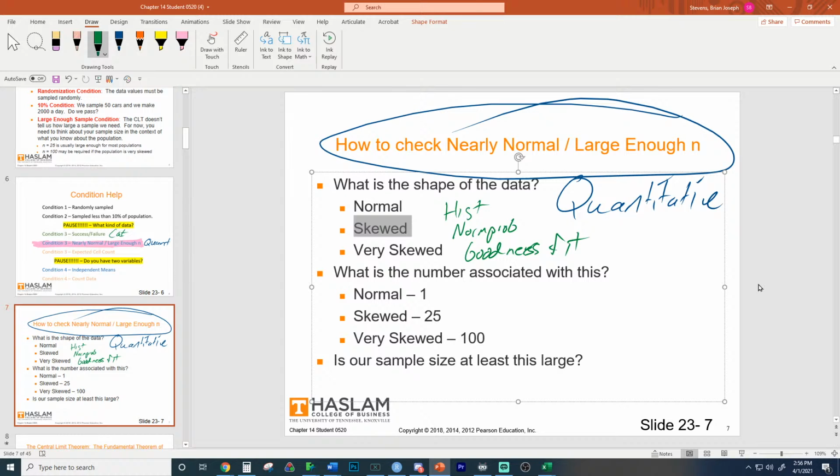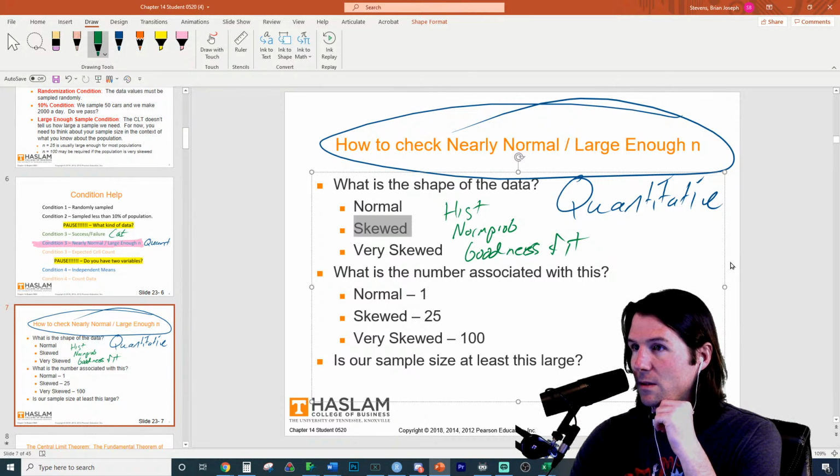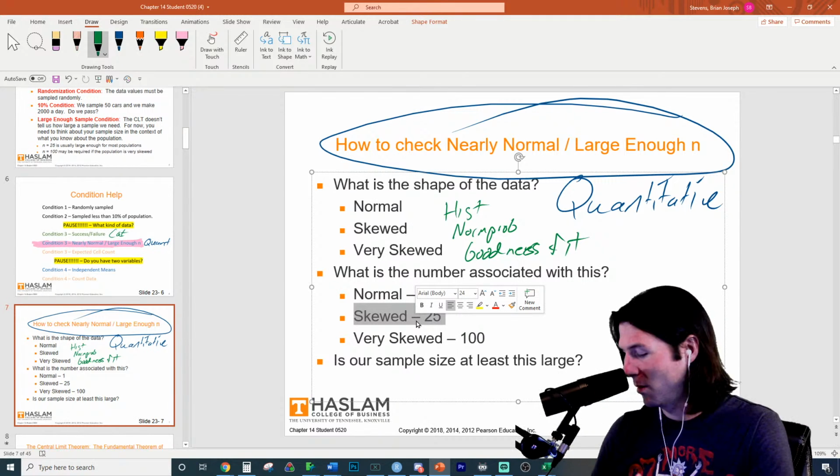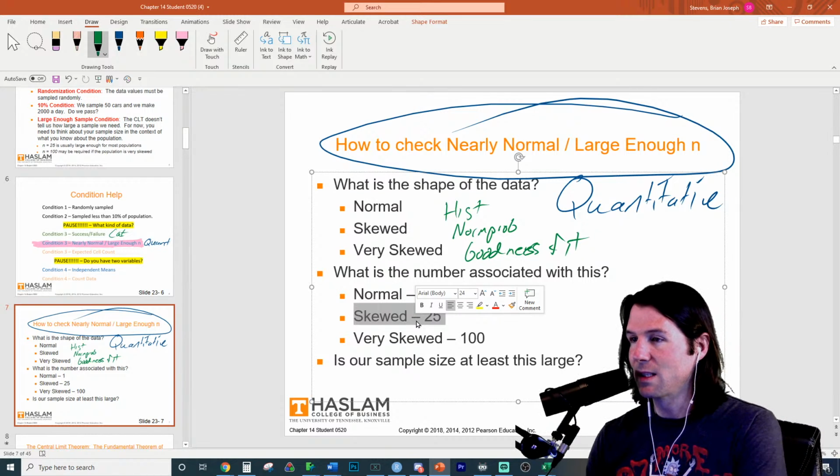What should our sample size be? Since it's skewed, our sample size should be what? And then go down to here. 25. Great job, Emily. Yep. So, I'm going to draw my pen. Since it's skewed, the sample size needs to be 25.